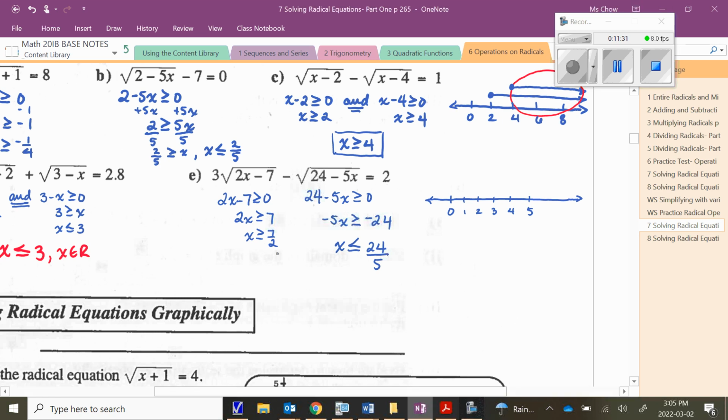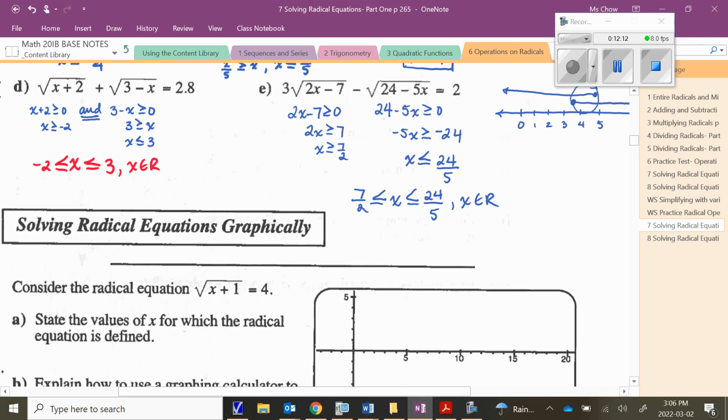So if I'm graphing this, x is greater than 7/2. 7/2 is basically 3.5. So x is anything greater than 3.5. X is less than or equal to 24/5. So that is x is less than or equal to about 4.8 or 4 4/5. So that is everything this way. So what satisfies both of these is anything where x is greater than or equal to 7/2, but less than or equal to 24/5, and x is an element of the set of real numbers.